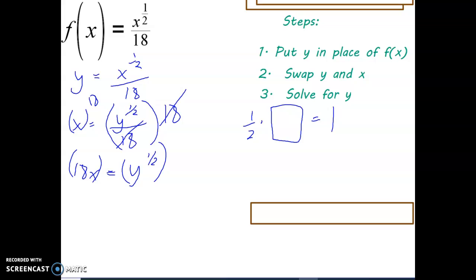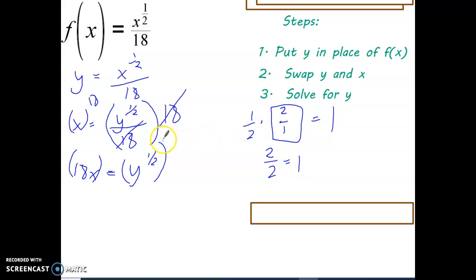Well, every time you have a fraction exponent, it's going to be the same thing. Every time you're going to multiply by the reciprocal of that fraction. Because remember, when you multiply fractions, you multiply straight across. 1 times 2 in the numerator, 2 times 1 in the denominator, 2 over 2 equals 1.